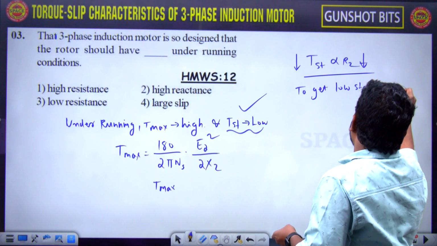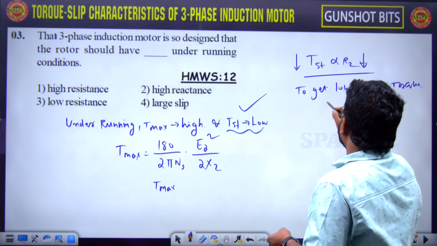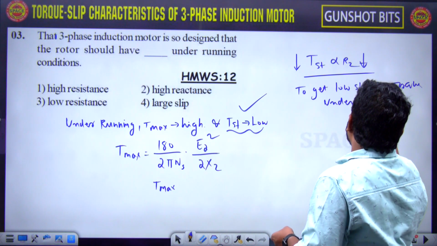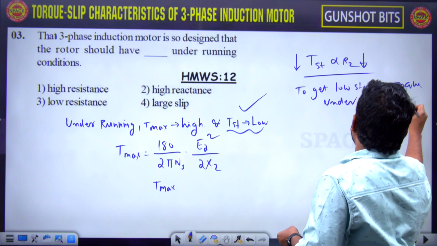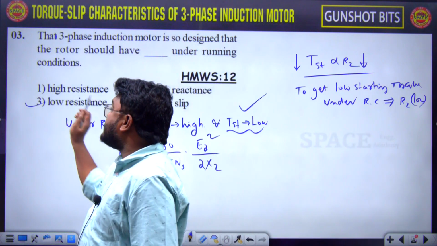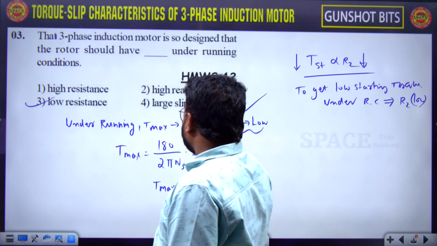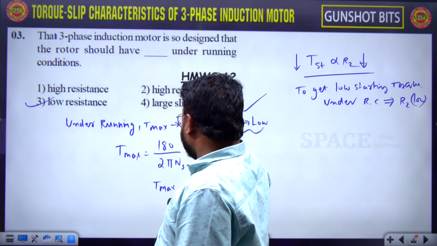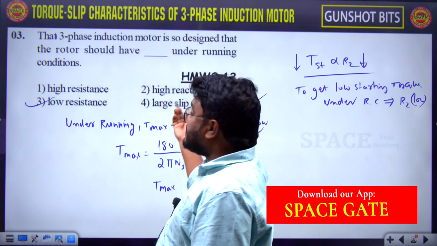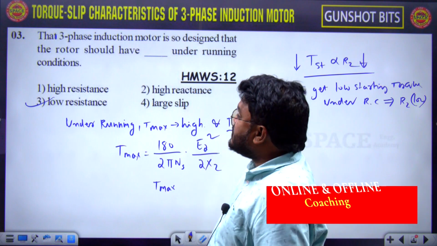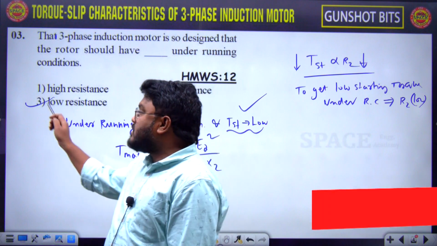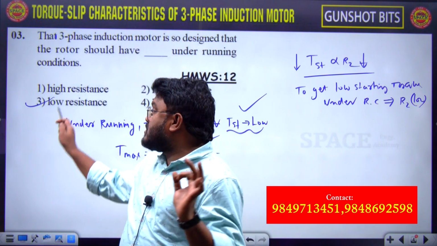So under running condition, this is the resistance term, R2, which is a low value. So the answer for this question: low resistance is required. It is not mentioned that high reactance is required, because with high reactance the maximum torque is low, which is not the requirement. Suppose low reactance is given, that would be the right answer. But in this question the options mention high resistance, low resistance, high reactance and large slip. So the answer for this question is option 3.